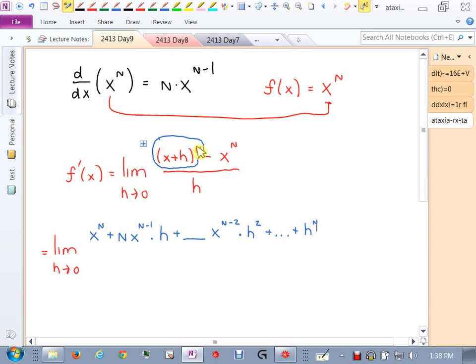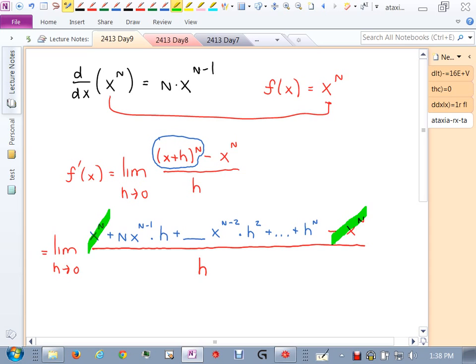That's just this part, right? Now what do I have sitting next to this? Minus x to the n, right? That's just this. Then all of this over what? H. Okay, do you see the cancel? What cancels here? X to the n minus x to the n are gone, right?